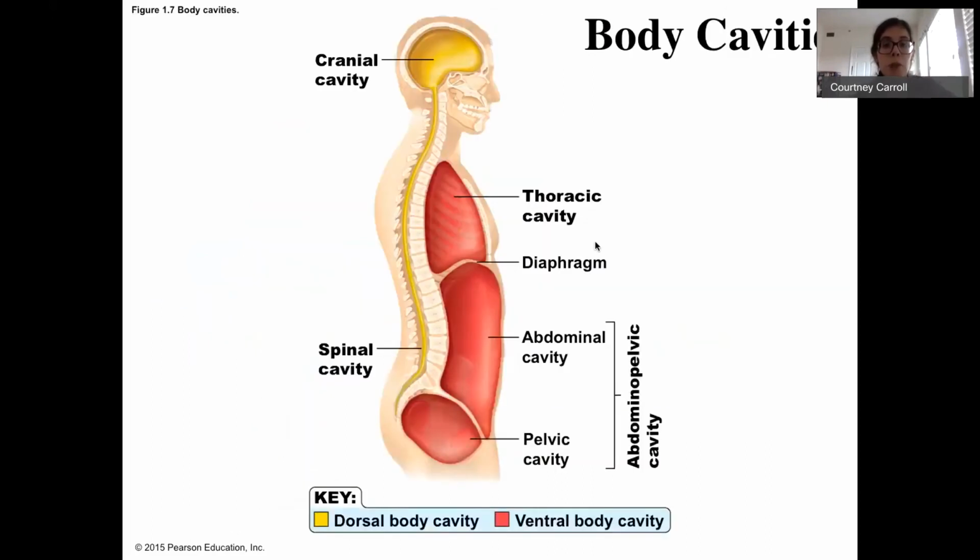You also need to be familiar with your body cavities. The dorsal cavity holds the cranial cavity for your brain and the spinal cavity for your spinal cord. And then the ventral side is going to be all that stuff in the middle. So your thoracic cavity is for your lungs. The abdominal cavity is for all of those inner organs. And then your pelvic cavity is for your reproductive organs.